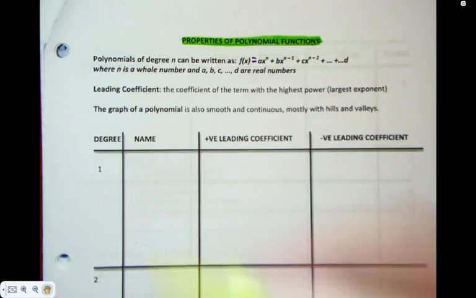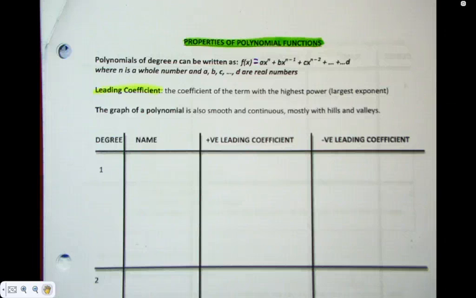Leading coefficient, just a reminder of that. We looked at that last unit when we looked at horizontal asymptotes. Figuring out the leading coefficient: it is the coefficient of the term with the highest power. It's called the leading coefficient. And the graph of a polynomial, which you know from drawing quadratics, is smooth and continuous, so it has no asymptotes, no holes. It's bumpy. It's got maxes and mins, just like parabolas did.